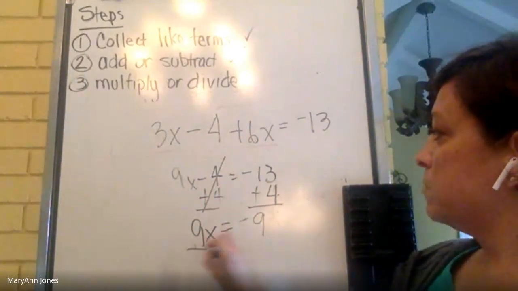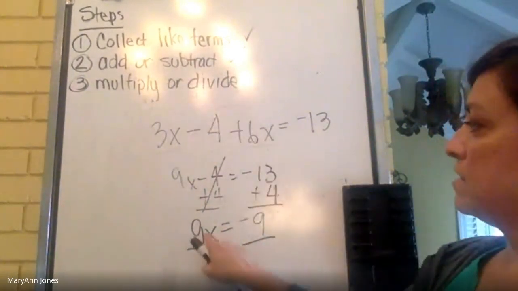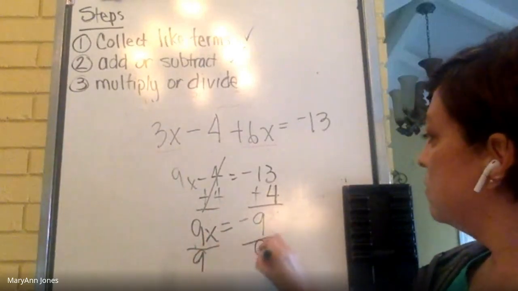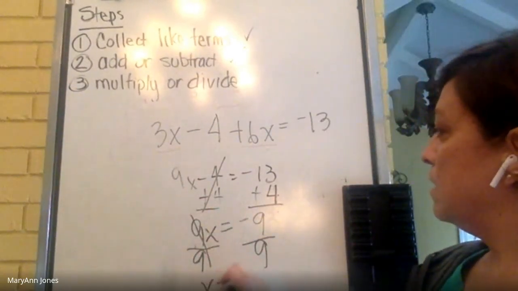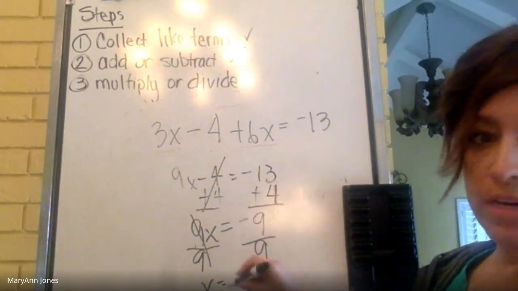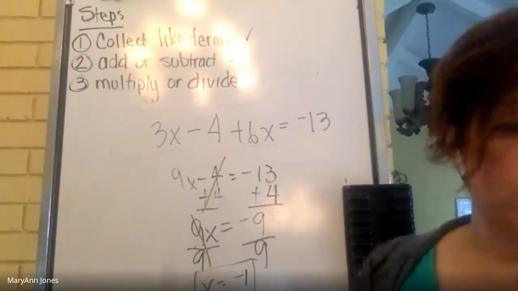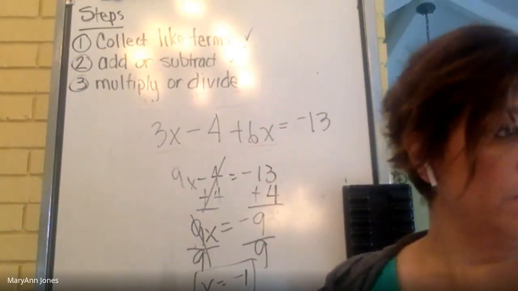And then now our last step is to multiply or divide. This is multiplication, so we're going to do the opposite and divide. And negative 9 divided by positive 9 is negative 1. Okay, good deal. So what I want for you to do is start on the assignment.